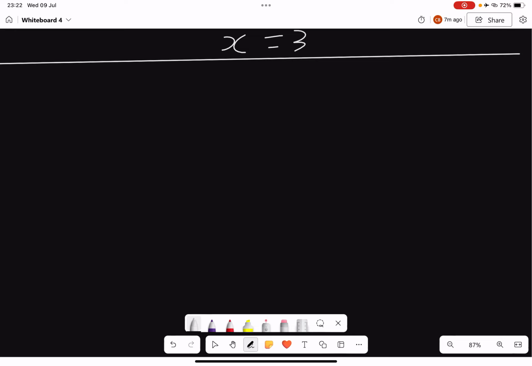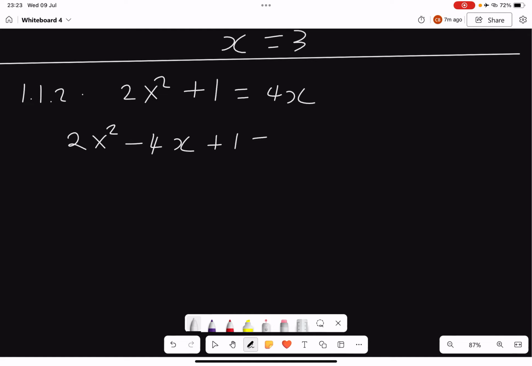The next one is 1.1.2, and it's 2x squared plus 1 equals 4x. And we are told to solve correct to 2 decimal places. Ladies and gentlemen, if you see a question saying correct to 2 decimal places in question 1, they are just telling you to use the quadratic formula. Before we can use the quadratic formula, we are going to bring all the terms to one side, which is going to be 2x squared minus 4x plus 1 equals 0.